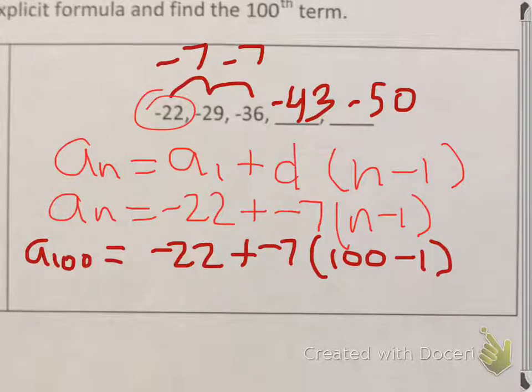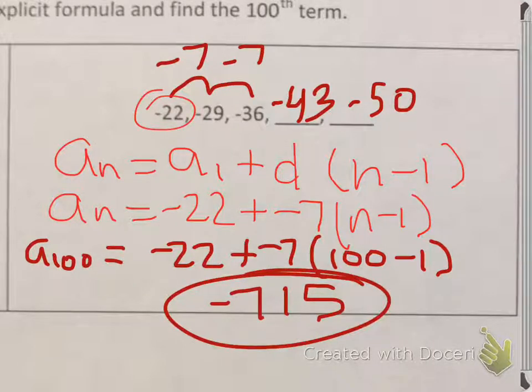Again, just plug that in on your calculator so that you can get that correct. I'm going to start at the back and do 100 minus 1, which is 99. 99 times a negative 7 is negative 693. And then add that with a negative 22 is a negative 715. So the 100th term is negative 715.